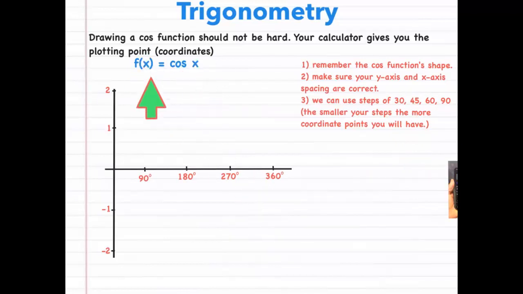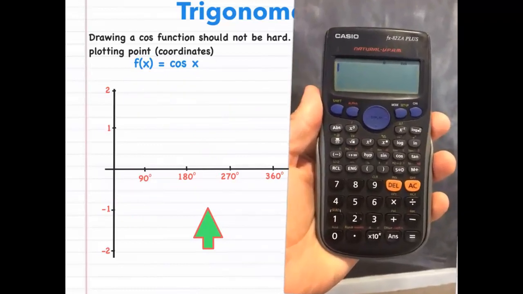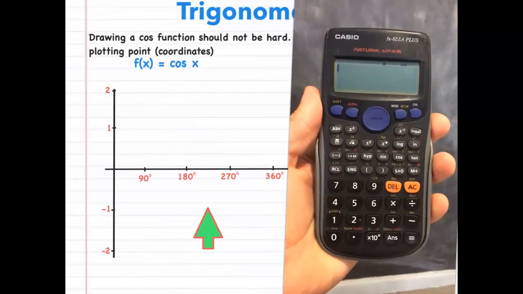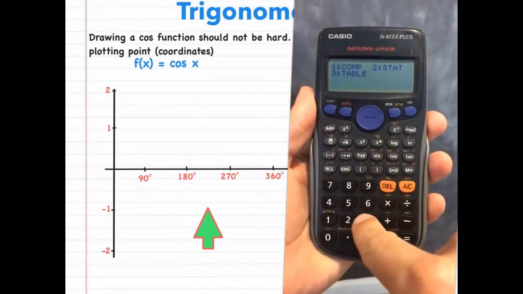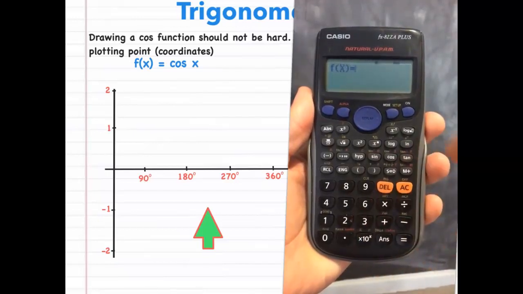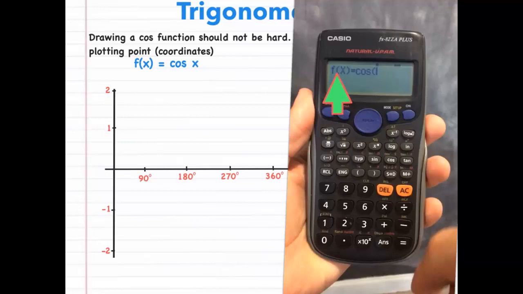So we want to draw this function, and I'm going to use 90 because 4 steps for this function will be enough. Okay, so let me open up my calculator like this, and then I'll quickly show you how that's done. You press the mode button, then you press 3 to access the table. Okay, and then they open up f(x), and we are simply going to type in the cosine of x.